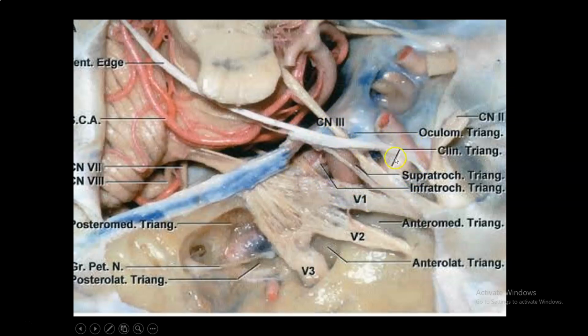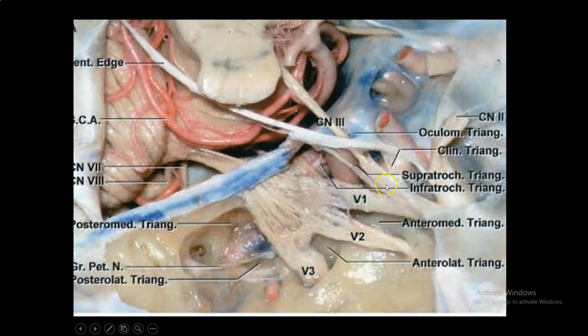Again, clinoidal or anteromedial of Dolenc, oculomotor triangle, supratrochlear triangle, and infratrochlear triangle or Parkinson's triangle. Again, these are the four triangles of the cavernous sinus.